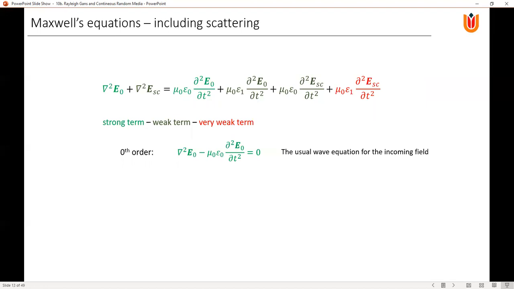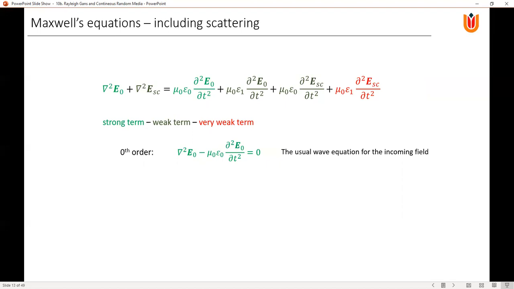If you now inspect these terms, we had the assumption that the scattered field was much less strong than the incident field, and that implied that epsilon 1 was also less strong than epsilon 0. Then we have basically strong terms in green that are proportional to the incident field and to the vacuum value of epsilon. We have some weak terms that are proportional to either the scattered field or epsilon 1, and we have one very weak term that has epsilon 1 and the scattered field.